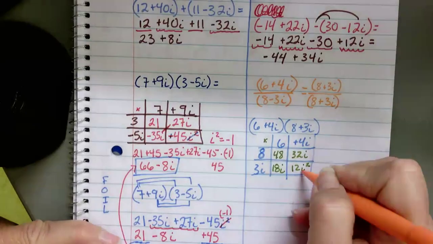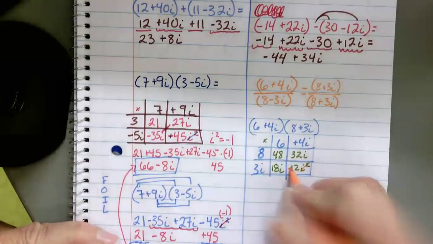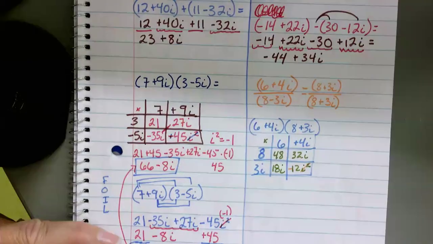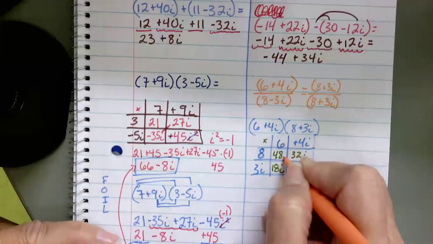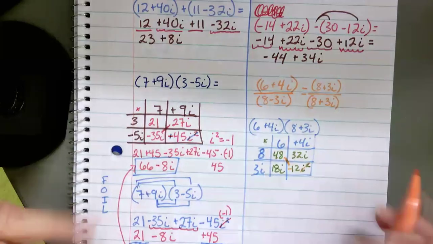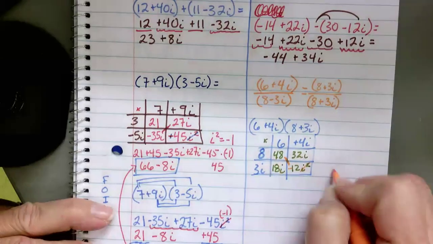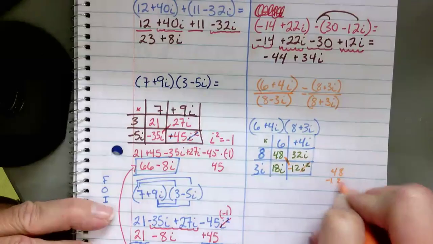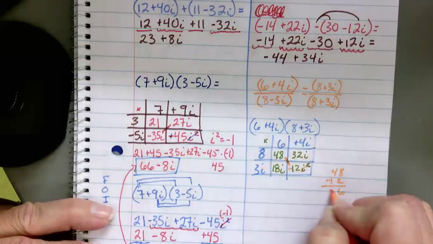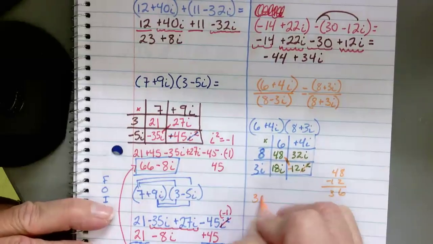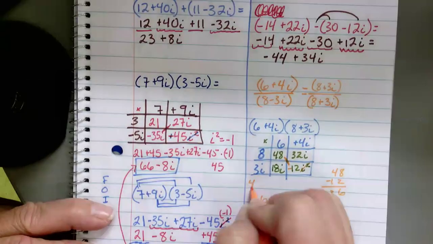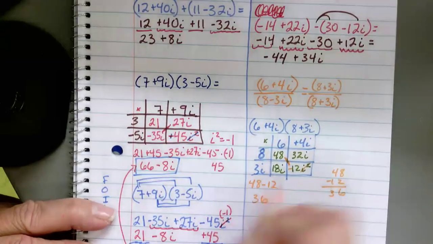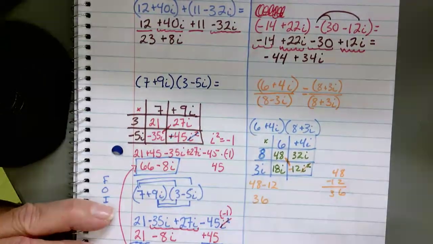That's going to make this a negative 12, because positive 12 times negative 1 would be a negative 12. And now I can combine these two because they're both regular numbers. So that'll give me 48 minus 12, 36. So I have 36. If you like it written out, we can write it this way as well. 48 minus 12 is 36.